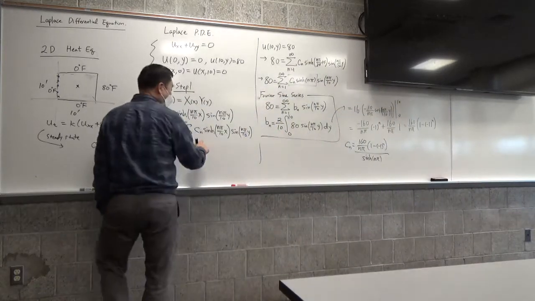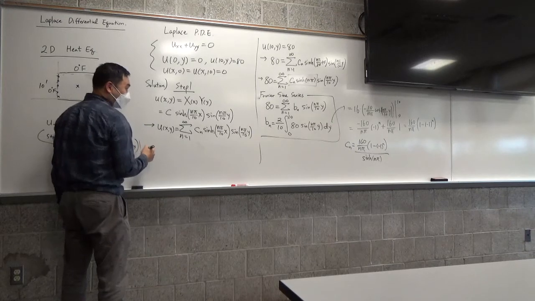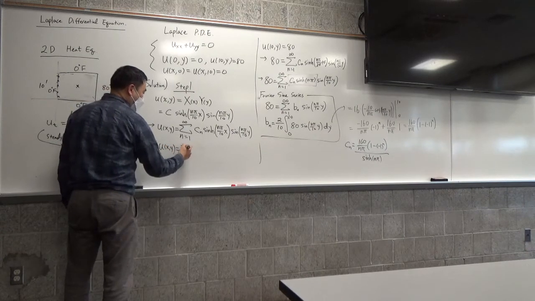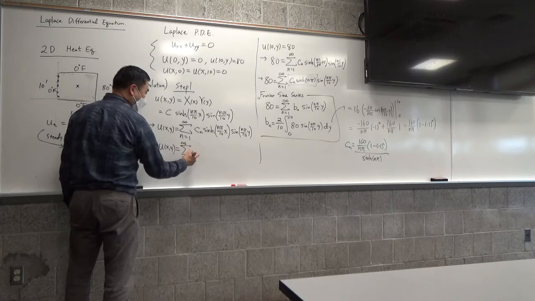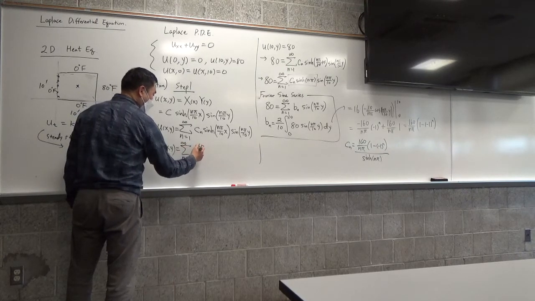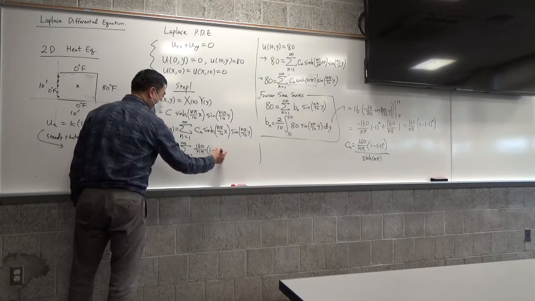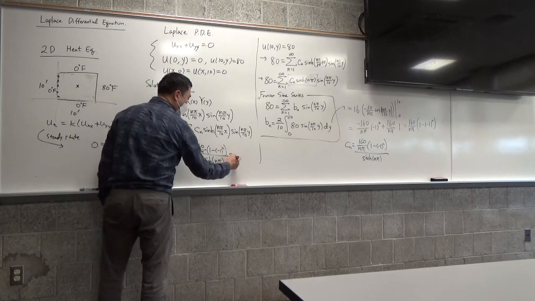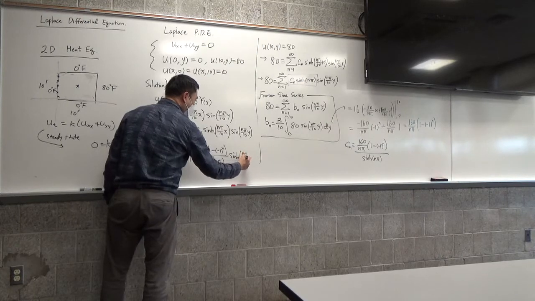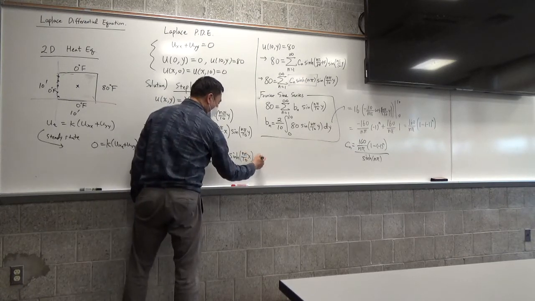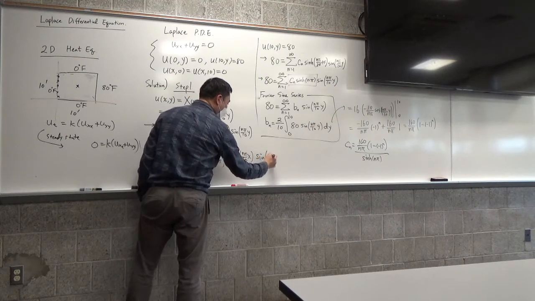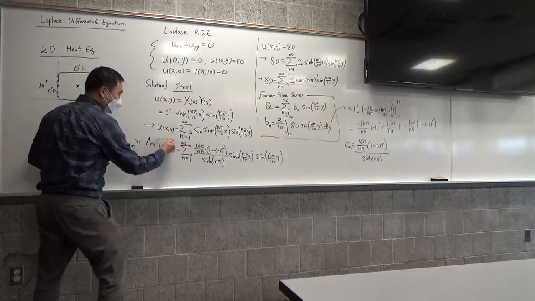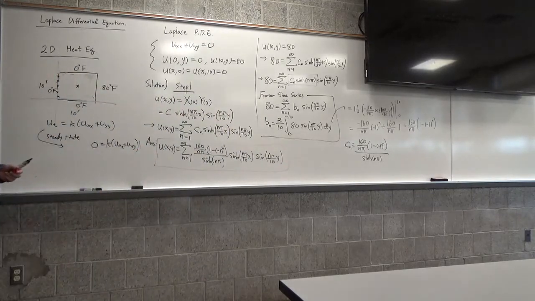What do we do? Now we have the answer, right? So the final answer is that u(x,y) equals the summation of n equals 1 through infinity, 160 over n pi, 1 minus negative 1 to the nth power, over sinh of n pi, times sinh of n pi over 10 x, times sine of n pi over 10 y. So that's your answer. All right. That was hard work.